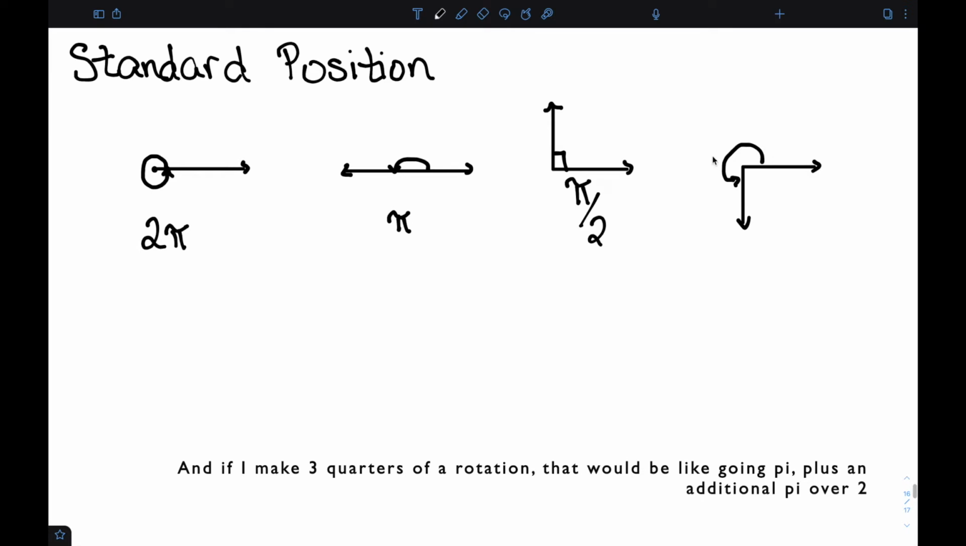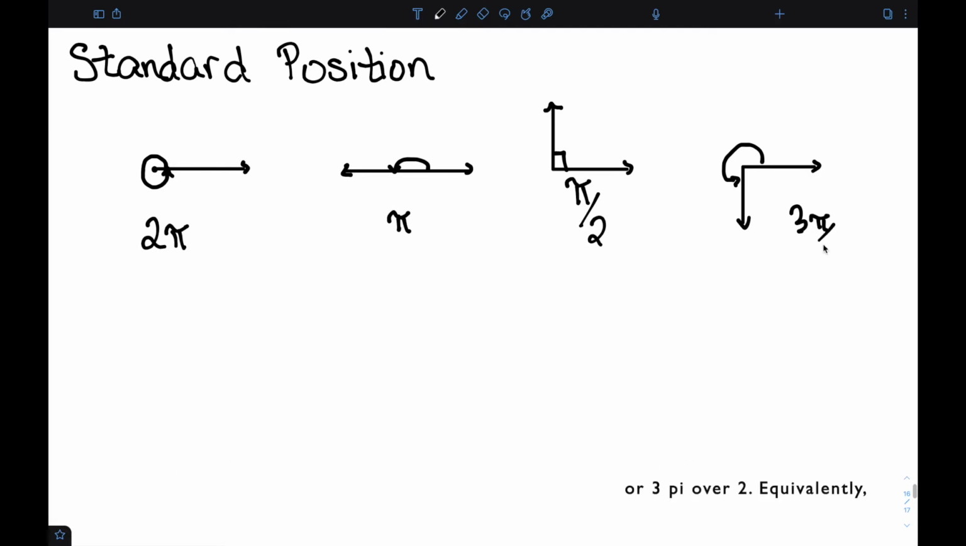And if I make 3/4 of a rotation, that would be like going pi plus an additional pi over 2, or 3 pi over 2. Equivalently, I could have multiplied 2 pi by 3/4.